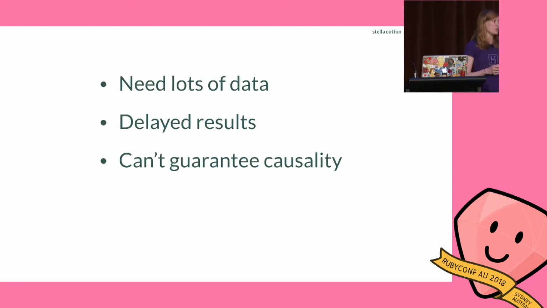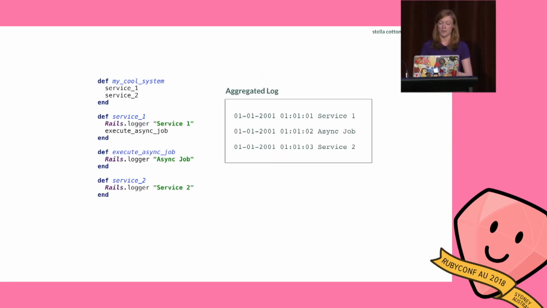One reason is that you need a lot of data because it relies on statistical inference. Also, because it uses statistical analysis, there can be a delay in returning results. But the biggest problem with black box tracing is that in an event-driven system, so let's say you use something like Sidekiq to do a lot of async work, or if you have a multi-threaded system, you can't actually guarantee causality. And what does that mean from a code perspective?